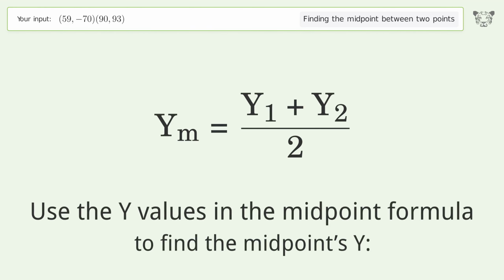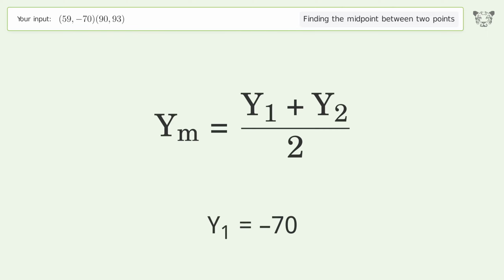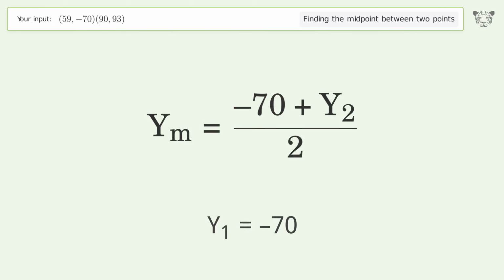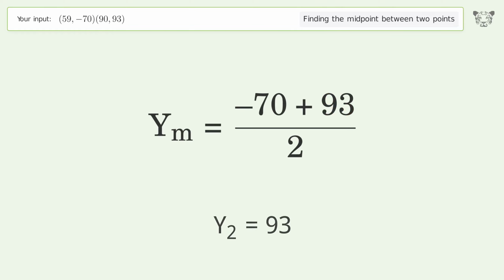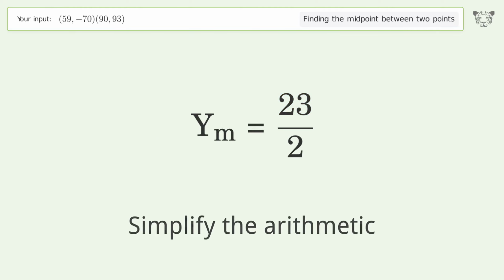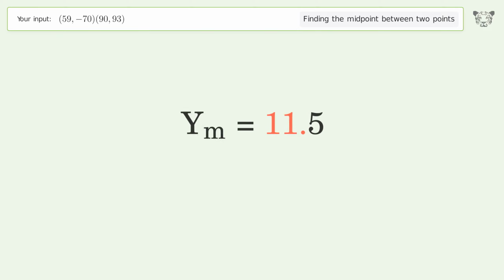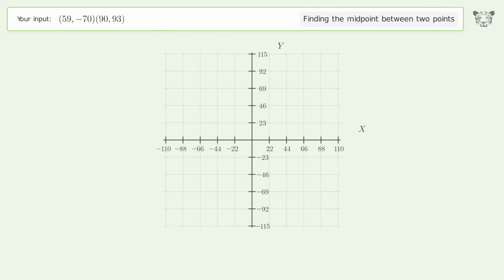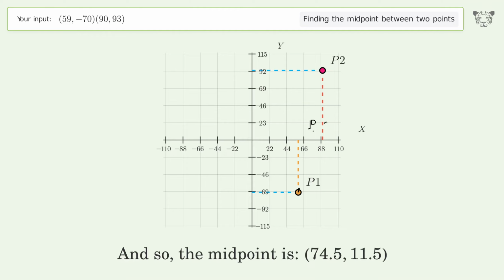Use the y values in the midpoint formula to find the midpoint's y. y1 equals -70. y2 equals 93. Simplify the arithmetic. And so, the midpoint is 74.5, 11.5.